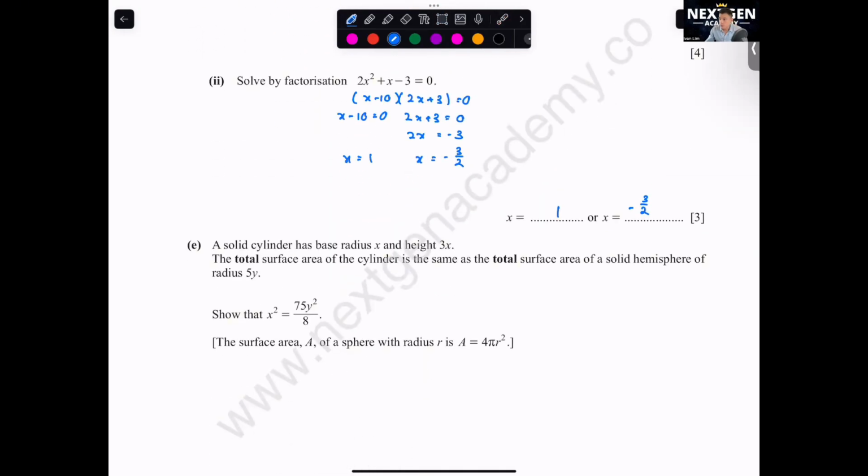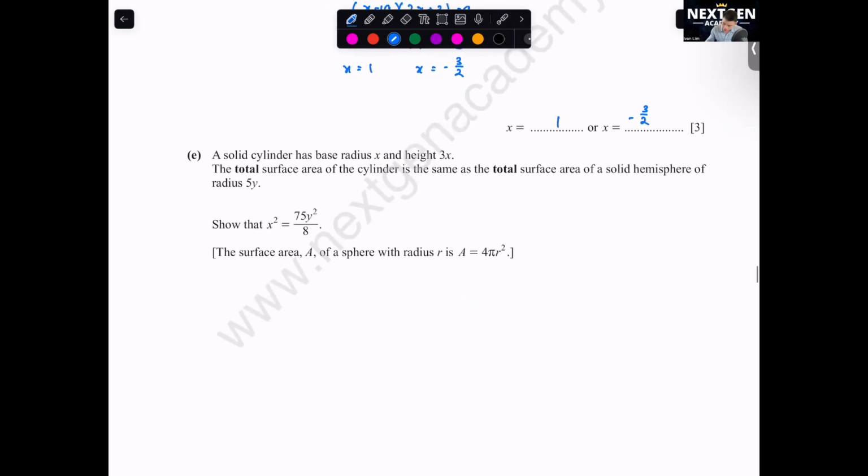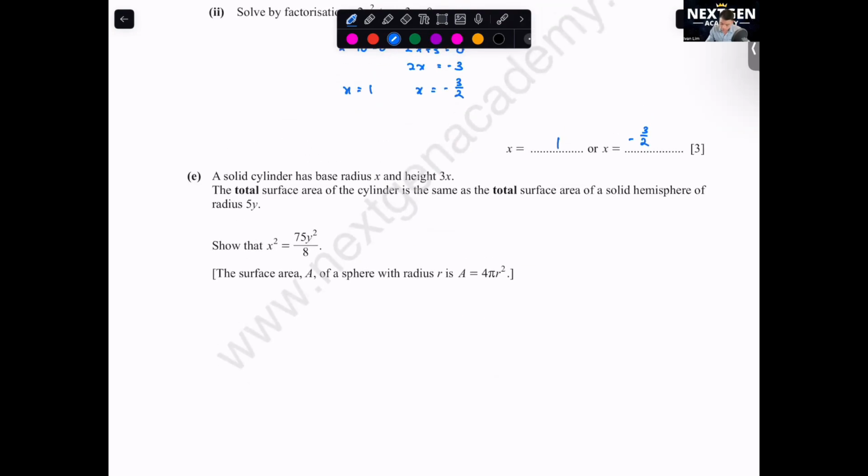Okay, question E. Solid cylinder has radius x and height 3x. Total surface area of the cylinder is the same as total surface area of solid hemisphere, radius 5y. Show that x squared equals to this equation. Draw it out first so you can see clearly. This is a cylinder.